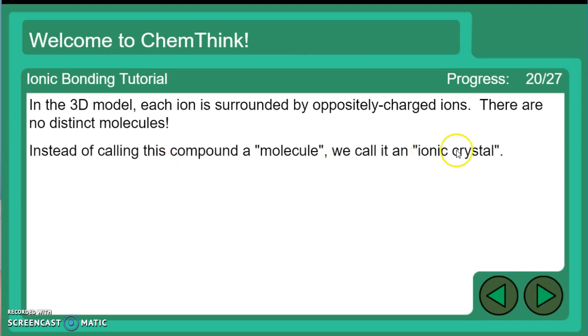So we call that an ionic crystal. A molecule is something we talk about when we discuss covalent bonding, where molecules are forming. But this is called an ionic crystal because there's no clear single molecule.